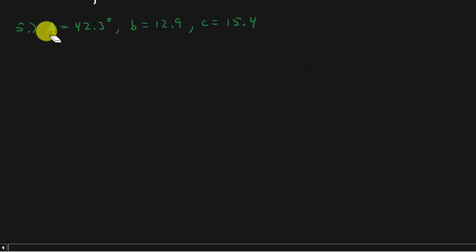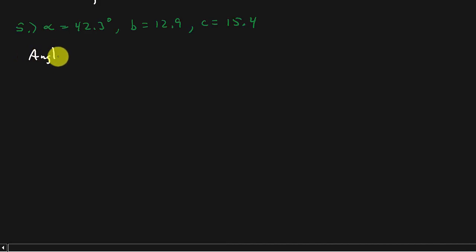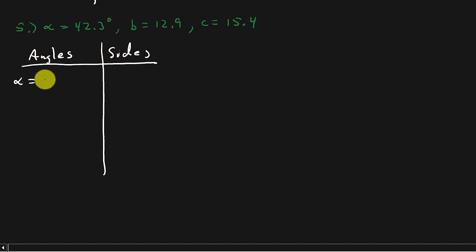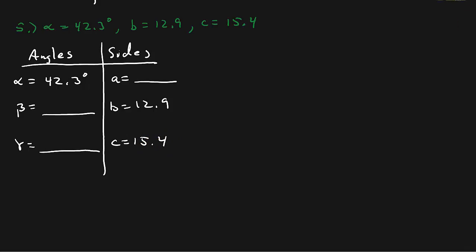And there I go. I'm writing A down. All right, so let's do angles, sides. Alpha is 42.3 degrees. Beta, we don't know that. Gamma, we don't know that. A, we don't know that. B is 12.9. C is 15.4. All right, so, well, look at this one.